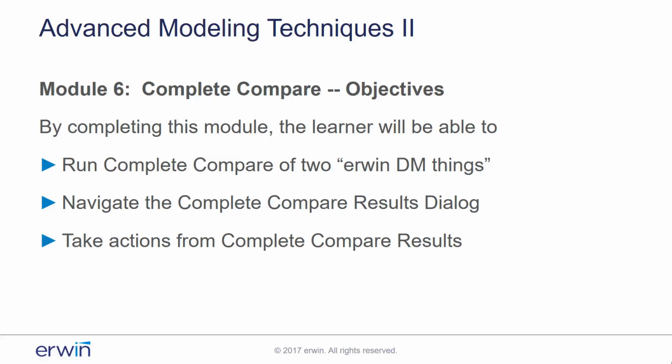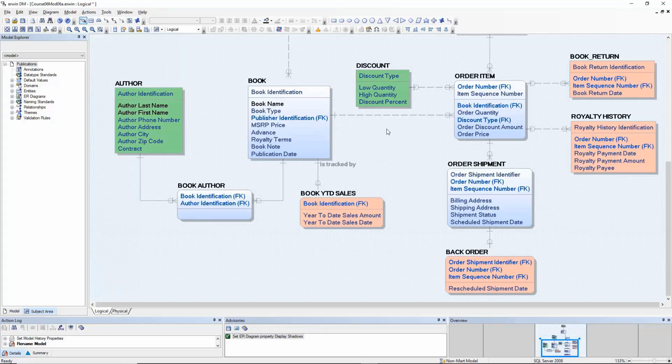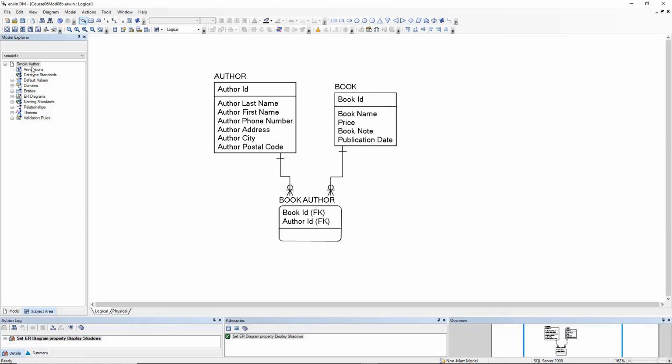Irwin Data Modeler has the capability to synchronize pretty much anything Irwin with pretty much anything else Irwin. We're going to explore this capability, which is known as Complete Compare. The model we're looking at is our familiar publications model, and we're going to compare it to a smaller model, which I've called Simple Author. It has a few of our author attributes and a few of the book attributes, and it differs from our publications model in ways that we'll see.